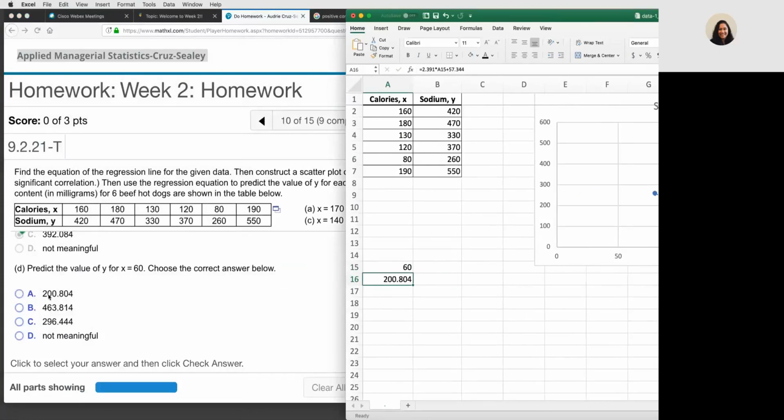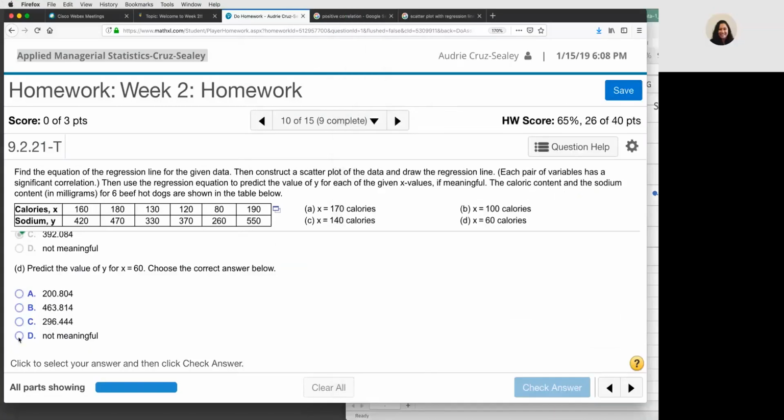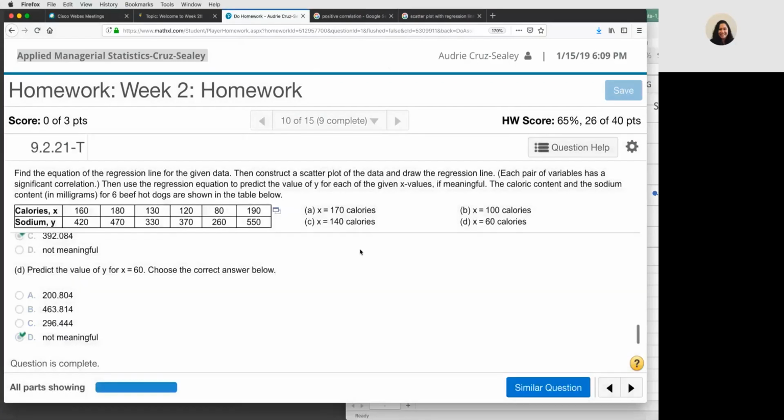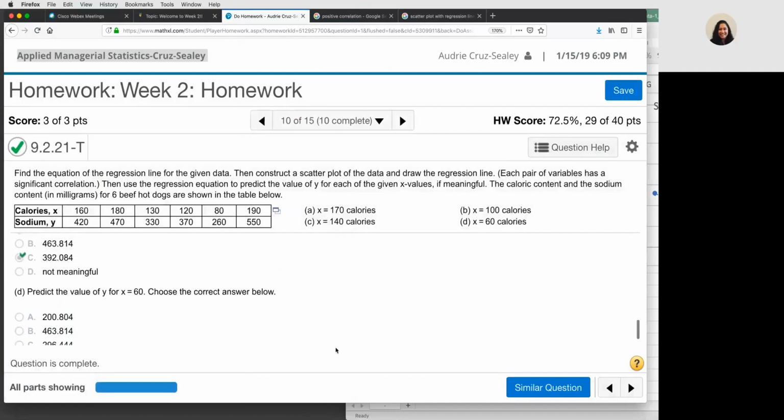Anybody? It's not meaningful. Why? Because it's lower than 80. Very good. Yep. It's not meaningful because it does not fall within the range of the data. The lowest number is 80, the highest number is 190. So I wouldn't be able to compare it to any other data, and therefore it's not meaningful. Even though the answer is there, and that's how I try to trick you, it's not meaningful data. So you want to be careful of that.